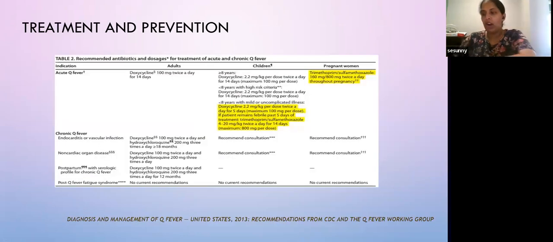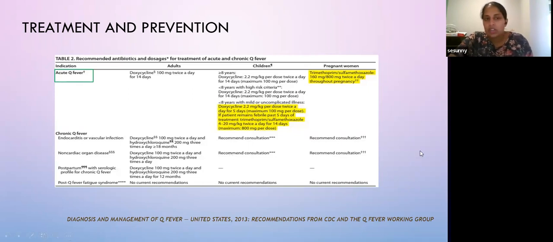And then in terms of treatment and prevention, this is again taken from the same working group and the CDC. And when we look at acute Q fever, we advocate the use of doxycycline, so 100 milligrams twice daily for 14 days. And then for pregnant women, because you can't use doxy, you'd use Bactrim throughout the duration of the pregnancy. It's quite interesting because even within the CDC document, there is actually no consensus as to who do you treat with acute Q fever.